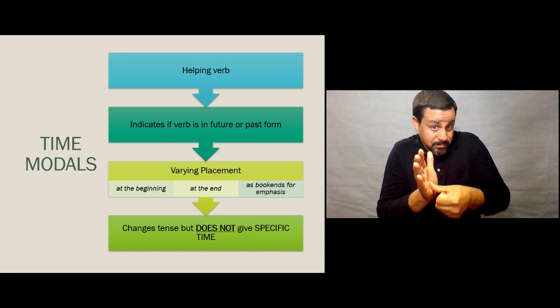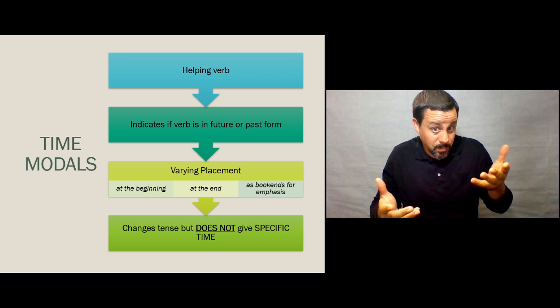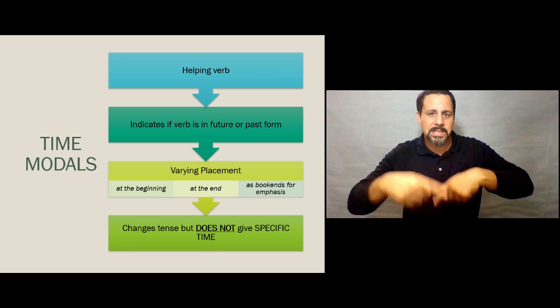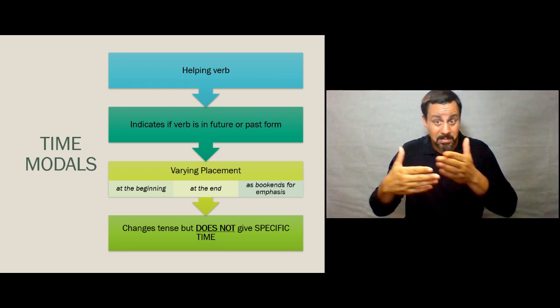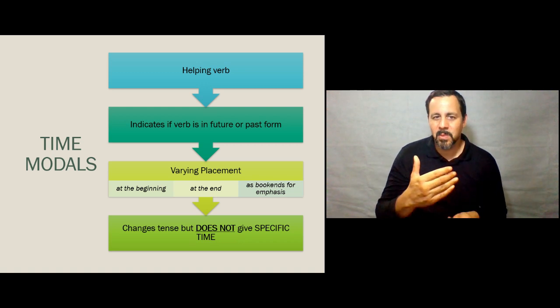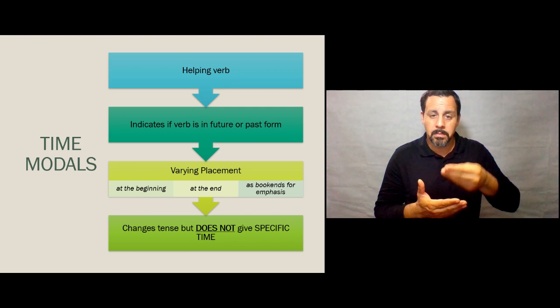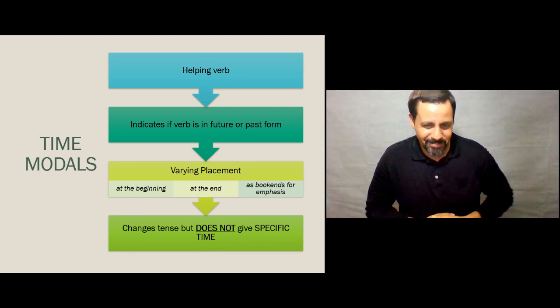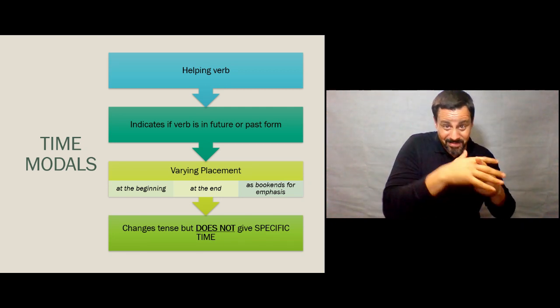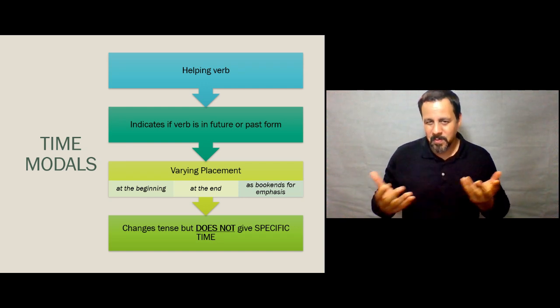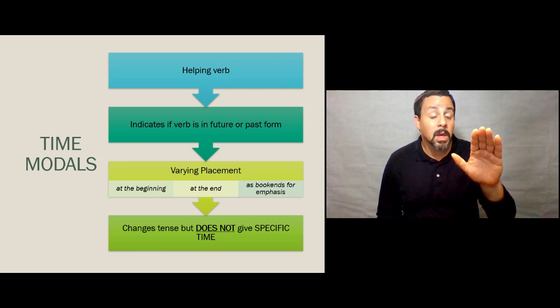Or maybe you want to emphasize the tense in that sentence, so it can also be placed as bookends in the beginning and at the end. So for example, future me buy car future. You see how I placed the word future at the beginning and at the end.